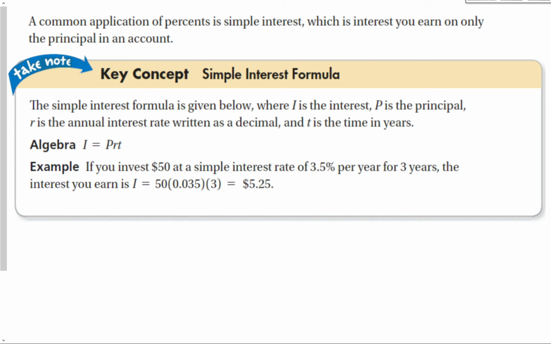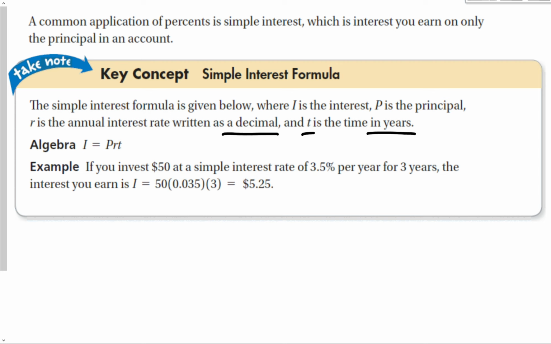Okay. So a common application of percents is simple interest, which is interest that you earn only on the principal in an account. The simple interest formula is given below, where I is interest, P is principal, the amount of money you start with, and R is the annual interest rate written as a decimal, very important, and T is the time in years. So I equals PRT: interest equals principal times rate times time.